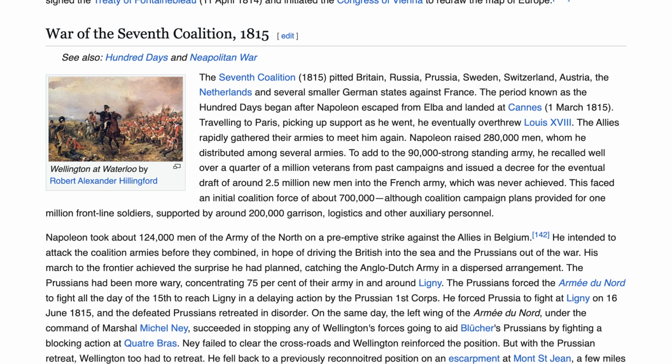On the same day, the left wing of the Armée du Nord, under the command of Marshal Michel Ney, succeeded in stopping any of Wellington's forces going to aid Blucher's Prussians by fighting a blocking action at Quatre Bras. Ney failed to clear the crossroads and Wellington reinforced the position. But with the Prussian retreat, Wellington too had to retreat. He fell back to a previously reconnoitred position on an escarpment at Mont St. Jean, a few miles south of the village of Waterloo.